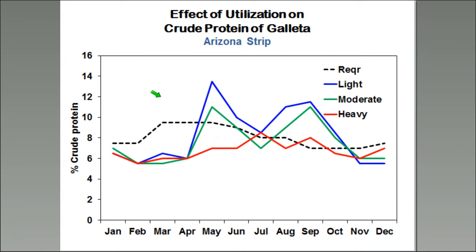And then if we look at a warm season grass, and again looking at this protein requirement for the cow, we can see that with heavy utilization, the galleta, similar to tobosa grass, not very often is it going to meet those animals' protein requirements, and it's going to take a more moderate or light grazing, in that very dry, harsh environment up there in the Arizona Strip, for that forage to provide the quality of protein that those animals would need.